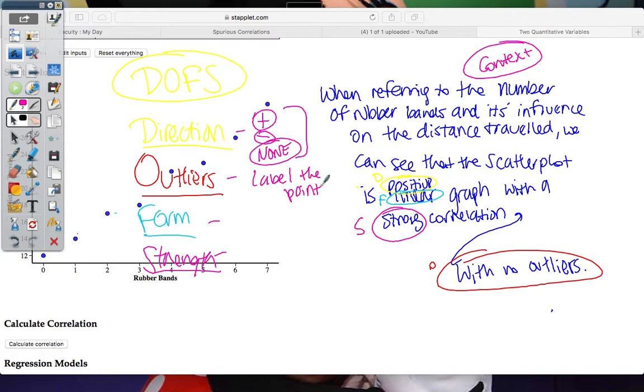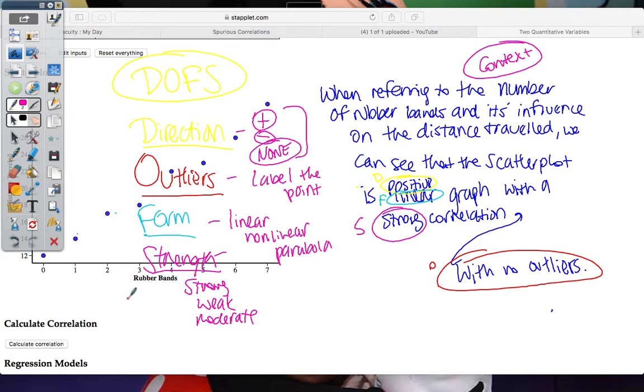Form would be? Linear or non-linear. You could also have a parabola-looking thing, where it kind of follows a parabola-looking shape over the top. And strength is what? Strong, weak, or moderate. Cool. All right, good. Questions on that? I'll let you kind of get that down.